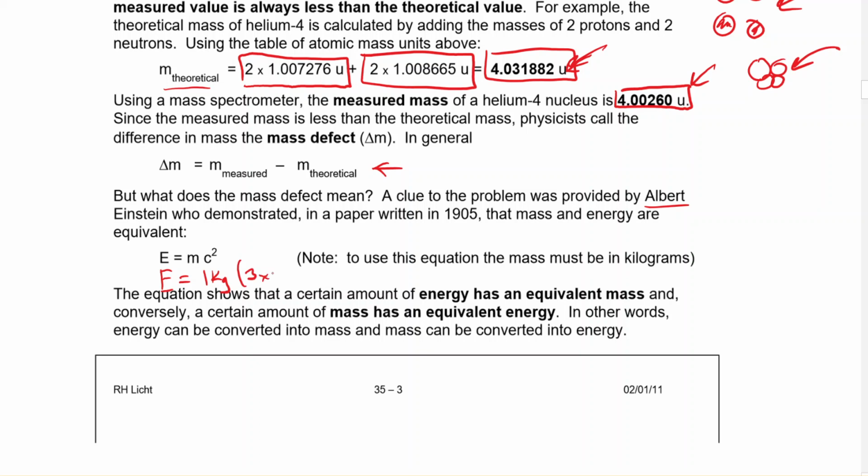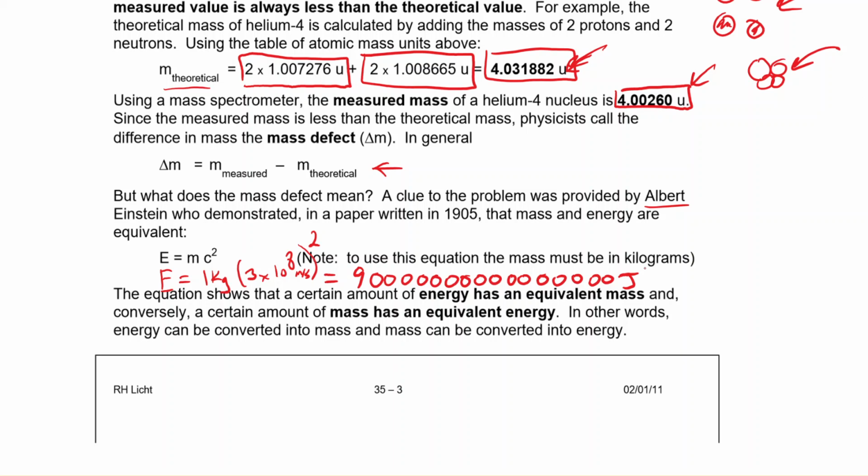You guys know that's 3 times 10 to the 8 meters per second, and then that squared. That is a gigantic number. So you're going to have that much energy just from one kilogram. It's worth writing down. This would be an energy of 9 times 10 to the 16, that many joules of energy. That is ridiculous, right? You get a crazy, crazy amount of energy out of a very, very small amount of mass. So it doesn't take much mass to make a huge amount of energy.